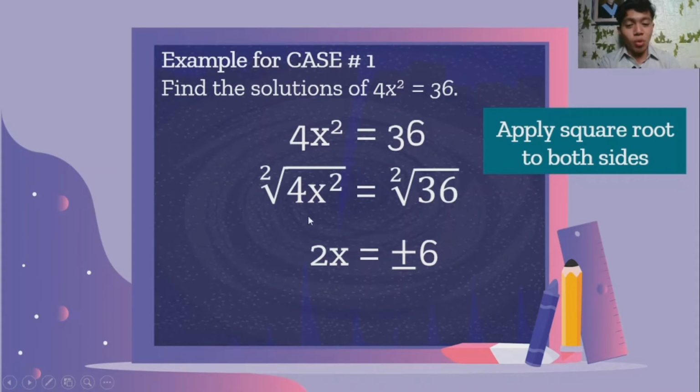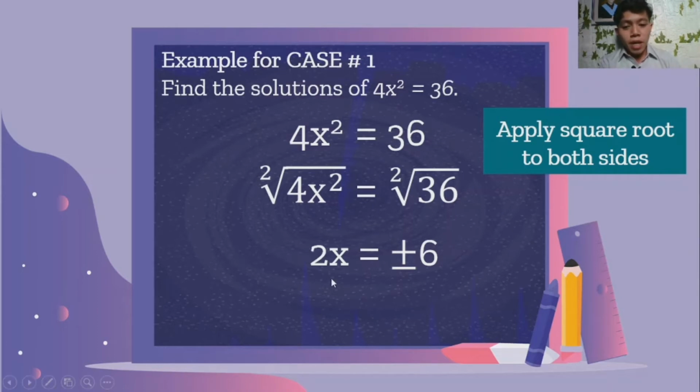Kaya magiging 2x na lang. Okay? Now, is equal to the square root of 36. Think of a number that when you multiply by itself, the answer is 36. That is 6. Kaya ang square root ng 36 ay positive, negative 6. So, nandito na tayo. 2x is equal to positive, negative 6.